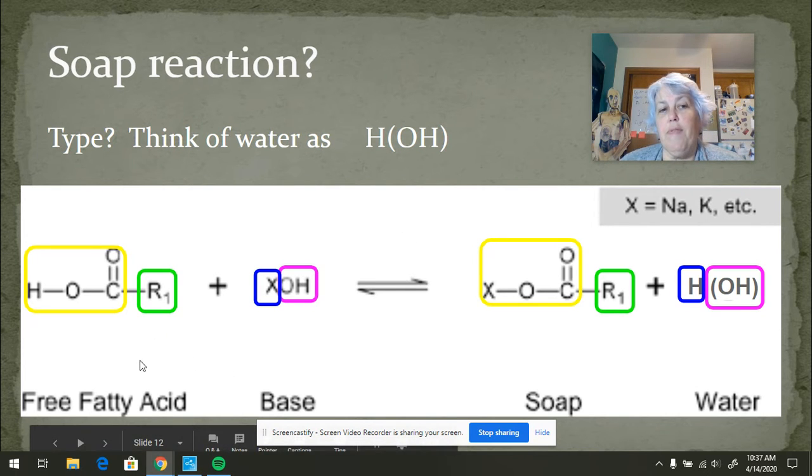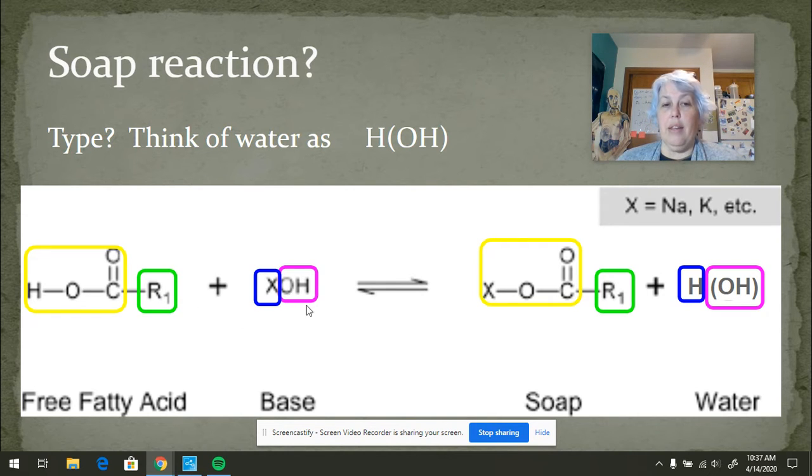So we've got this type of fatty acid. So this is the acid part of it. And then we have R, which could represent different things. And this is a base because it's got an OH. And we can often think of water as an acid with a base. Acids have hydrogen, bases have OH. So if you look at this, can you guess what the type of chemical reaction is for soap?